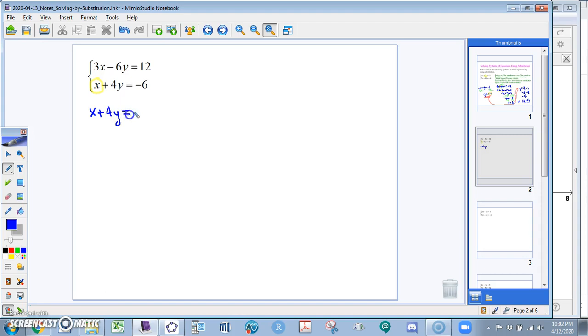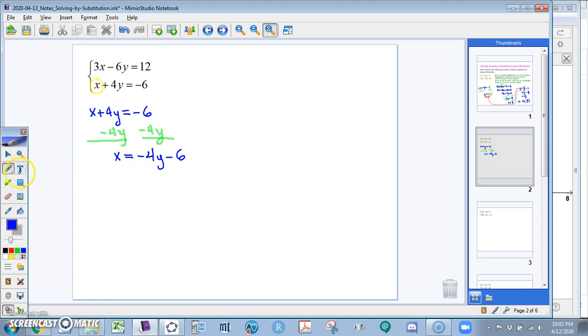So x plus 4y equals negative 6. I'm going to subtract 4y from both sides. The negative 4y and the negative 6 are not like terms. They do not combine at all. So I simply get x equals, you could put negative 6 minus 4y, or you can put negative 4y minus 6. I like to keep my variable expression in the front.